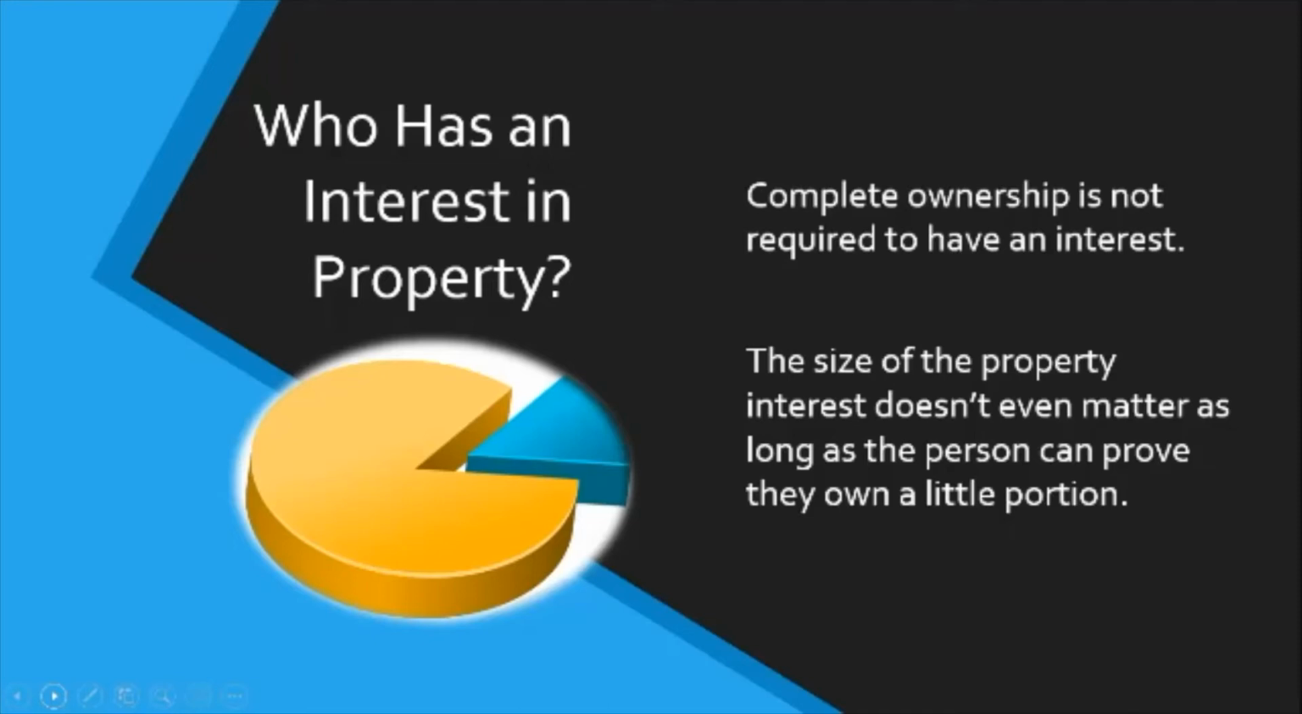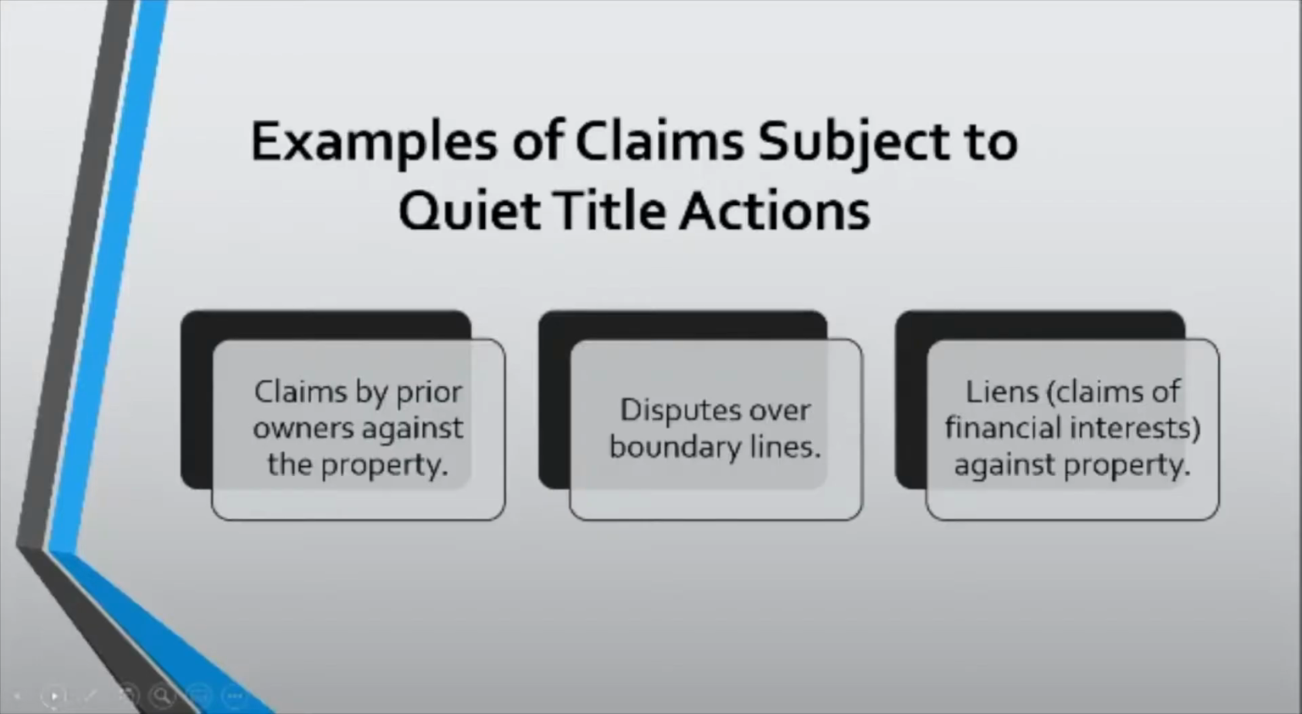So you could have a claim to a large portion, like this piece right here that looks like a Pac-Man, or you could have a claim to a small portion that looks like a small slice of pizza. But either way, you still have an interest in the land. A quiet title action may be appropriate if the property did not get transferred properly from the previous owner, is in a boundary dispute, or when there are liens against the property.